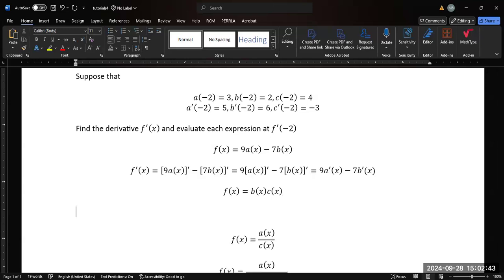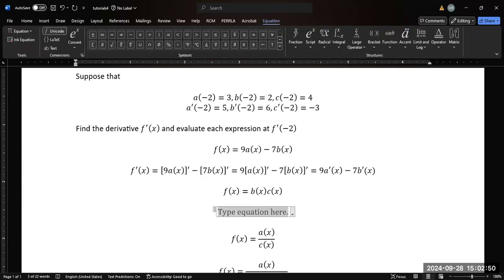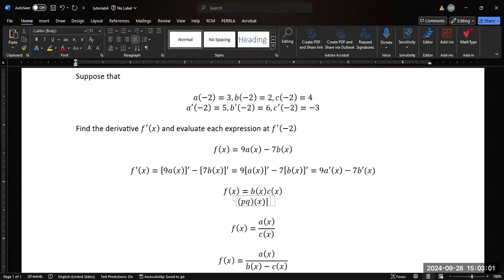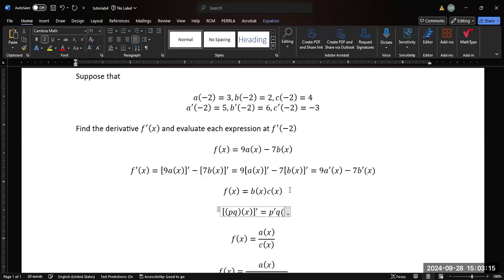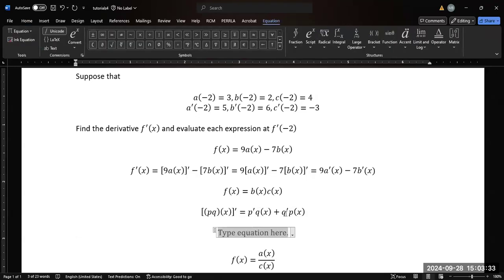All right, now in this case, this is a product rule. And so if you recall our product rule, we can express it, let's say the derivative of P Q of x, as P prime times Q plus Q prime times P. And again, I'm just keeping the function notation collected to keep it short. So that's what we're going to do here.